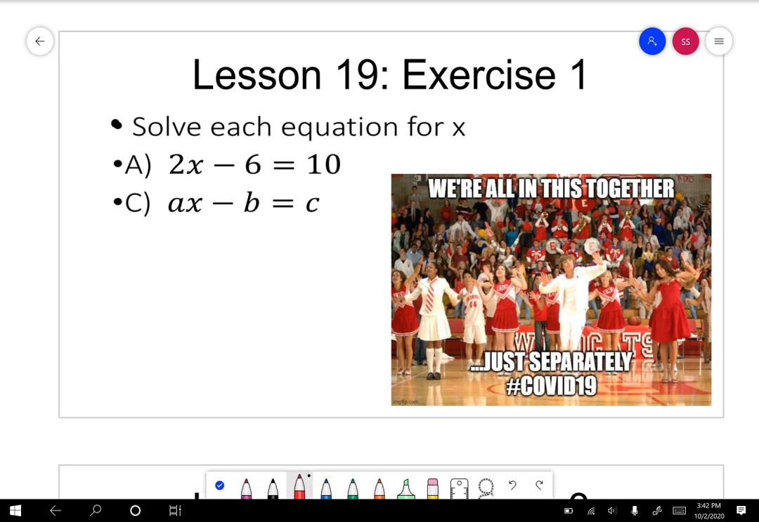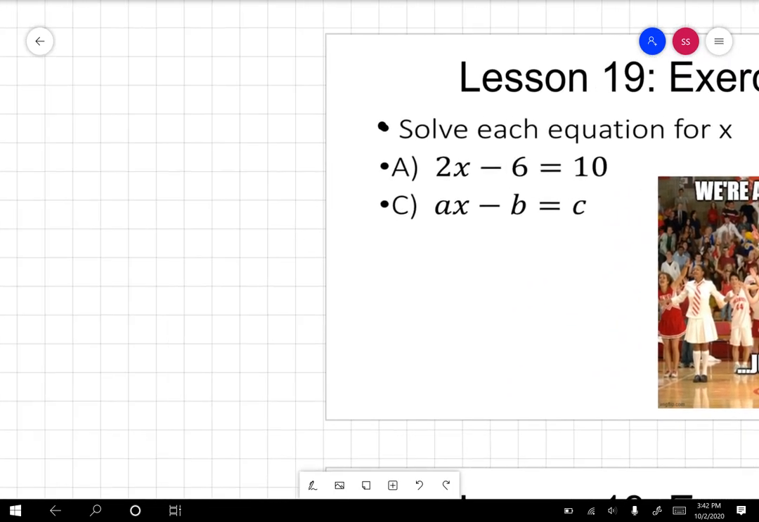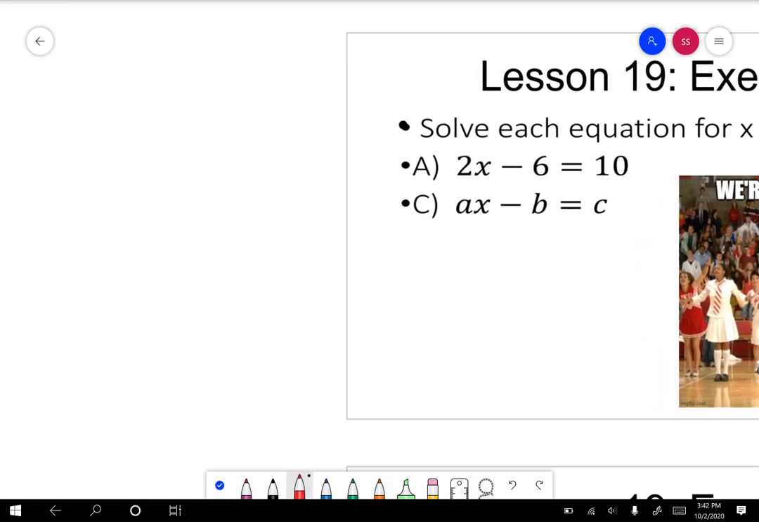Okay, so exercise 1, lesson 19. Hopefully you're opening up your Eureka book to that. We're going to solve each equation for x in exercise 1. And again, we're going to do these together, mostly so I can point something out to you. So we're going to start with A.